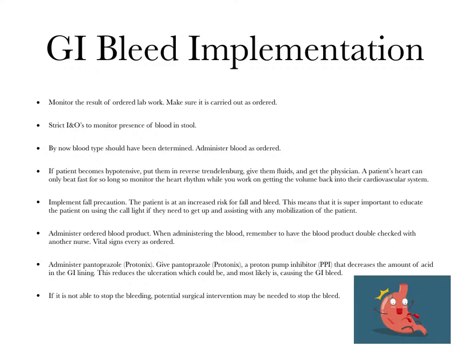By now you're going to know the blood type of your patient, and if it's necessary, there will likely be an intervention ordered by the physician to have blood replacement therapy. You will administer the blood as ordered and perform the related vitals as ordered. And if your patient does have a crisis of hypotension, there are interventions in place for you to take care of them, such as putting them in the Trendelenburg position, giving them fluids, and you're going to get the physician, as always, when something goes wrong or is abnormal.